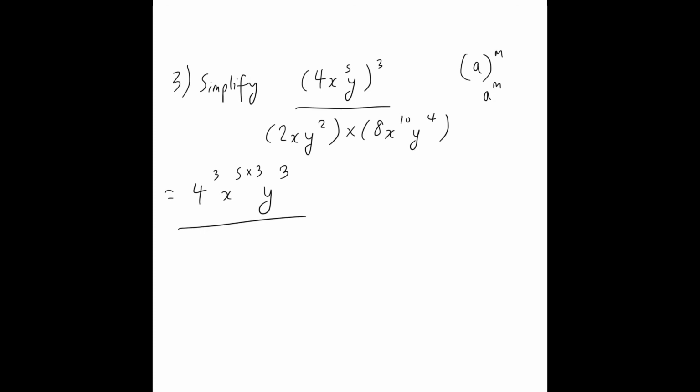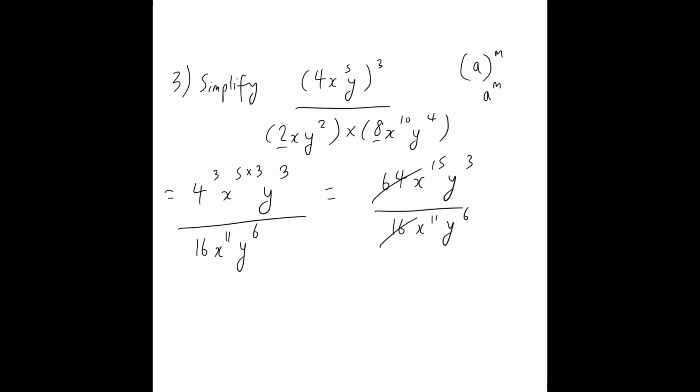So all divided by, and you have to multiply out the denominator, the bottom. So here you have 2 and 8, so you get 2 times 8 to be 16. X is multiplied to give you 11. Y becomes 6. So now you have 4 raised to the power of 3, that's 64. x^15 y^3 over 16 x^11 y^6.